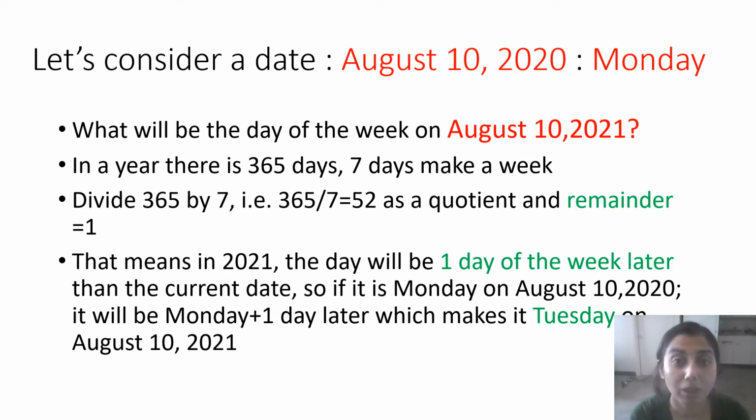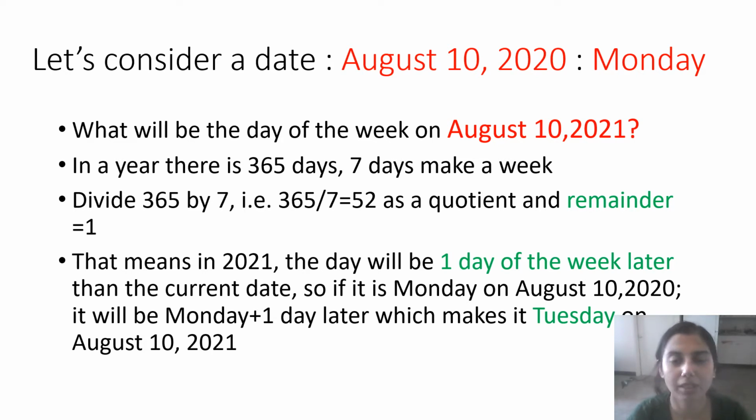In order to know which weekday August 10 of the year 2021 will fall on, we need to add one weekday to the current weekday that we have. In this case, the current weekday we had considered was Monday of August 10, 2020. Adding one day to it would be a Tuesday, and August 10, 2021 would be on a Tuesday. Okay. So simply add the remainder that you have to the initial weekday you had to begin with.